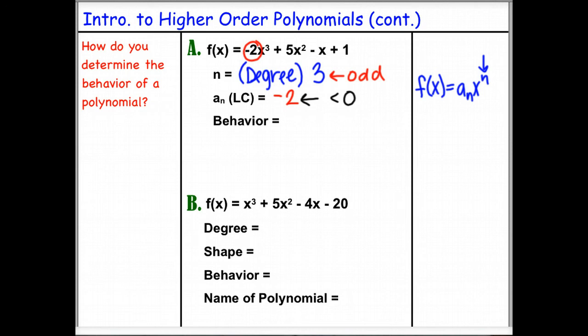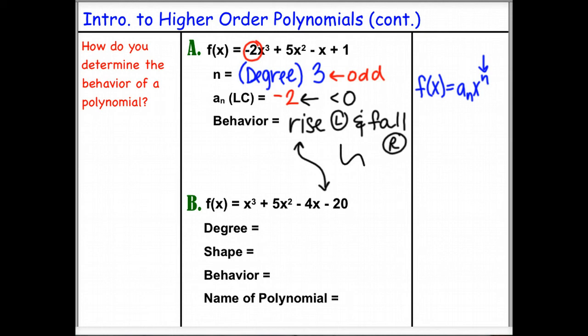And then because our degree is odd and our leading coefficient is less than 0, that means, according to our table, that it is going to rise left, and I'm going to make an L with a circle to abbreviate left, and it will fall to the right, which means that it will look something like this, or possibly with a dip in it.